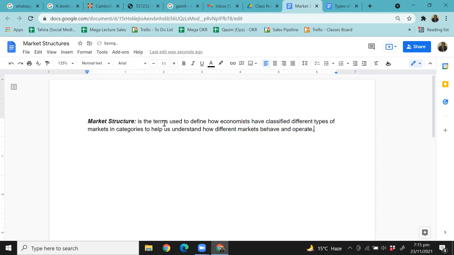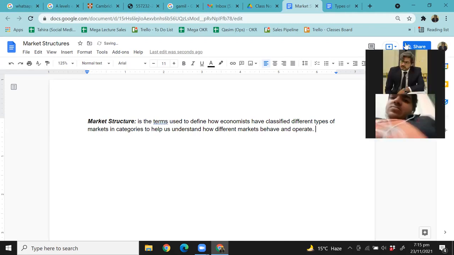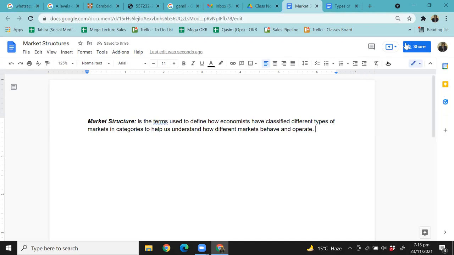Okay, let's just think about this. A lot of these definitions that we do over here might not even be asked on the exam. But the thing is, it's always helpful to define a term because then it stays in your head, right? So what is market structure? Market structure is the term used to define how economists have classified different types of markets into categories, to help us understand how different markets behave and operate. That is basically what we are interested in studying in the market structures, right?